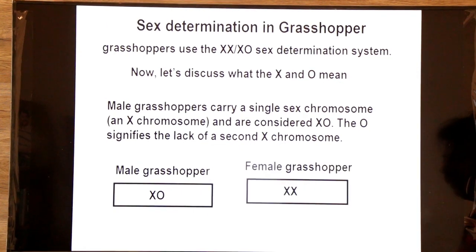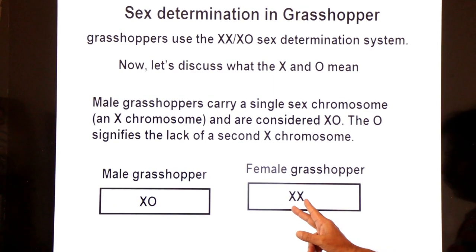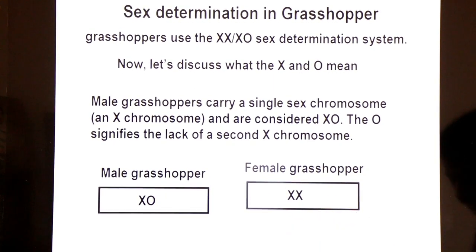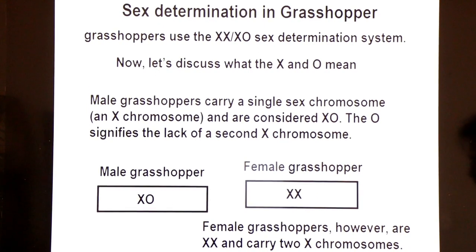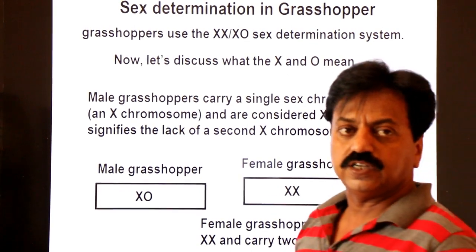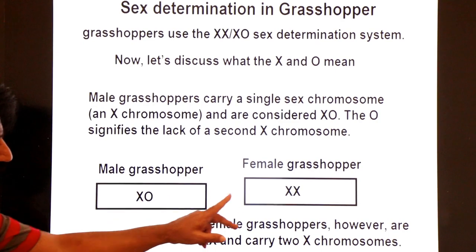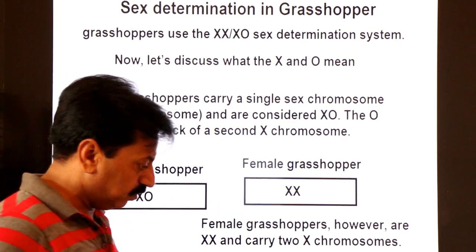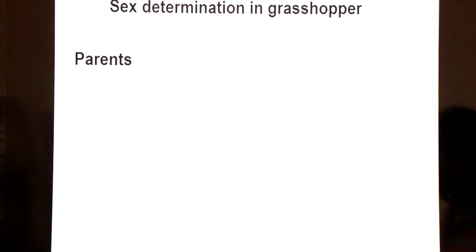And what about female? In case of grasshopper, the female has two X chromosomes, a pair of X chromosomes. So female grasshoppers are XX and carry two X chromosomes. So in case of grasshopper, the male carries only one X chromosome and the female carries two X chromosomes. Now the mechanism. Here we will discuss the mechanism of sex determination in grasshopper.